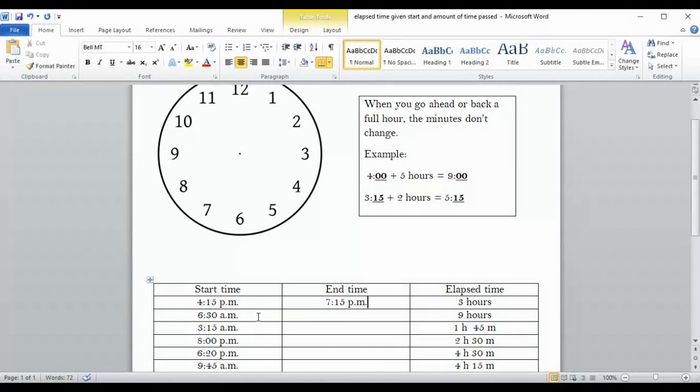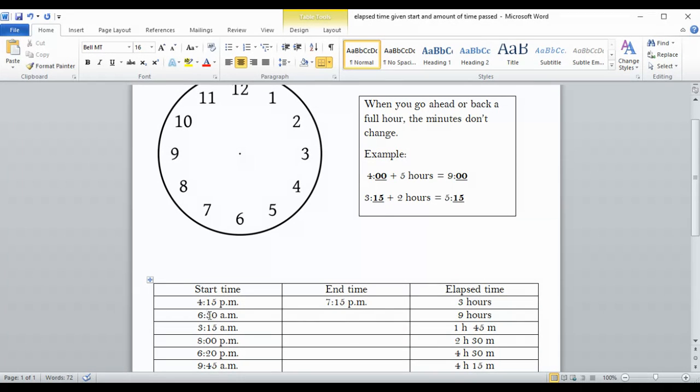Now, suppose I got up at 6:30 a.m. and I know in 9 hours I am going to go to the grocery store. So 6:30, we're going to go ahead 9 hours. So 6:30 to 7:30 would be 1 hour. So I am just simply going to count ahead 9 hops. Ready? 1, 2, 3, 4, 5, 6, 7, 8, 9. It's going to be at 3:30. We're going ahead strictly by hours.